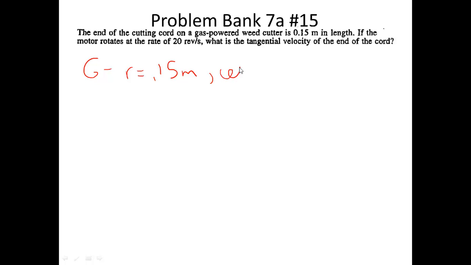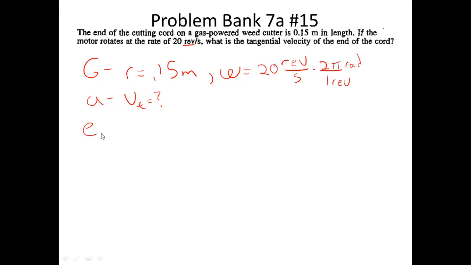So omega is going to be 20 revolutions per second. Now notice how we are looking at revolutions per second, and we need to turn that to radians per second. And we know that there is one revolution, one time all the way around a circle, per 2 pi radians. So our unknown is our tangential velocity, v sub t.